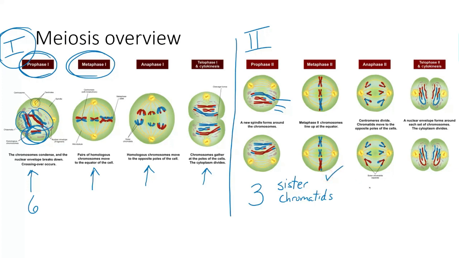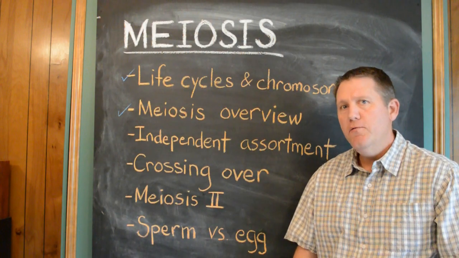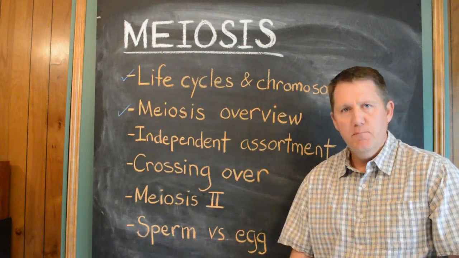So we line them up in metaphase, we pull them apart, put them in different cells, and our result is 4 cells, each with 3 chromosomes. And that's in contrast to the 1 cell we started with 6 chromosomes total. We've cut it in half. That's the main idea. All right, so with that brief overview, let's revisit the important parts.